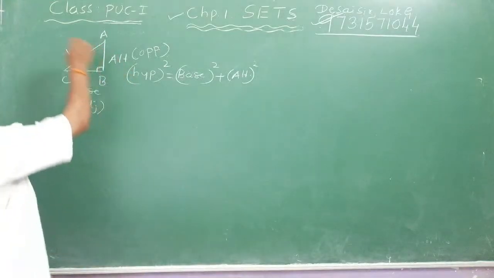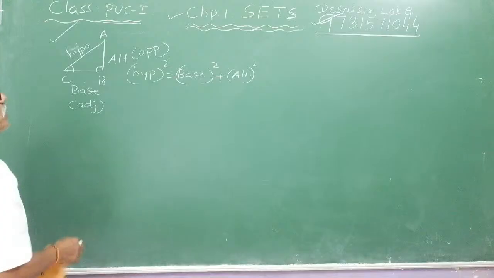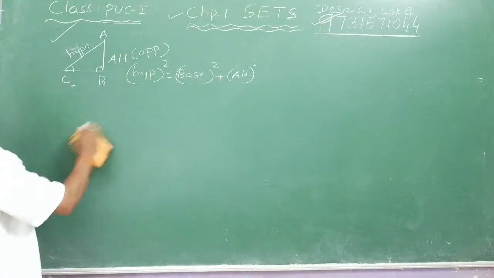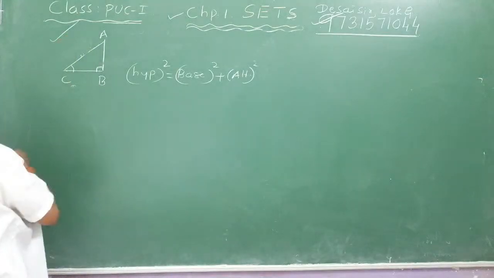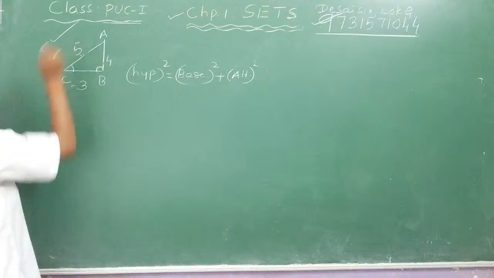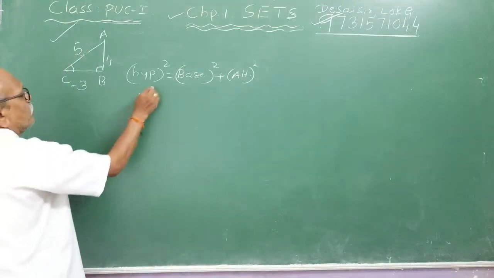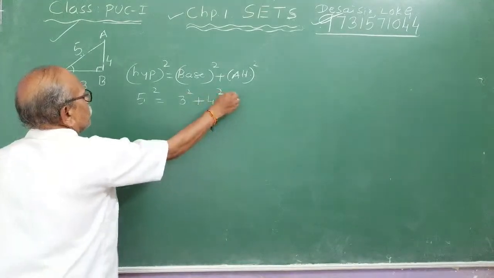But to start the PU1 syllabus here, why I am taking up the Pythagoras theorem is that the Pythagoreans were working with its application. Suppose that you take 3, 4. What will be the hypotenuse? 5. Because 5 square is equal to 3 square plus 4 square.